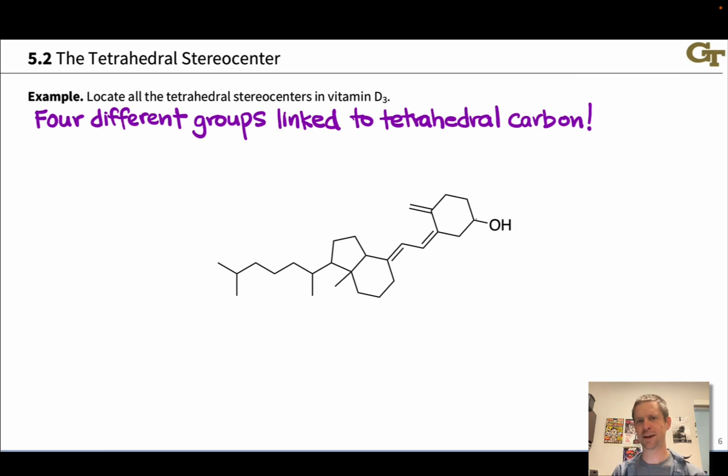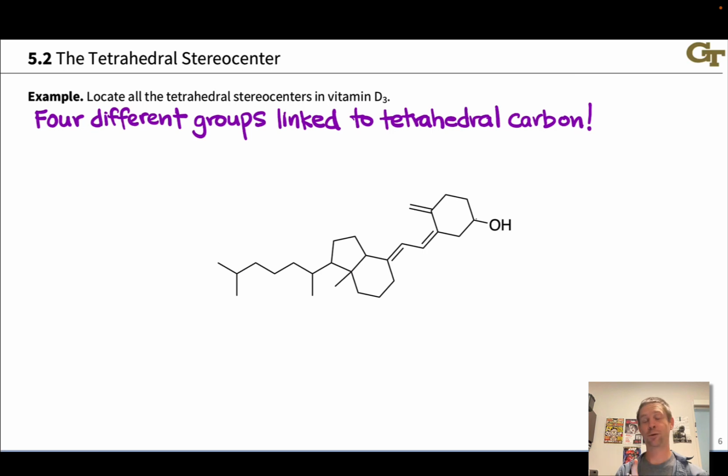So take a minute. I'm actually going to take a sip of coffee, and I want you to try this on your own. Try identifying the tetrahedral stereocenters in vitamin D3. You're looking for carbons with 4 different groups linked to them. All right, let's dig in and see what we can find here.